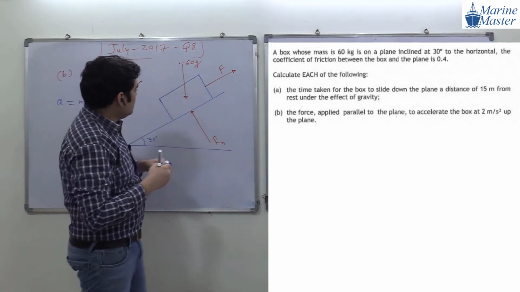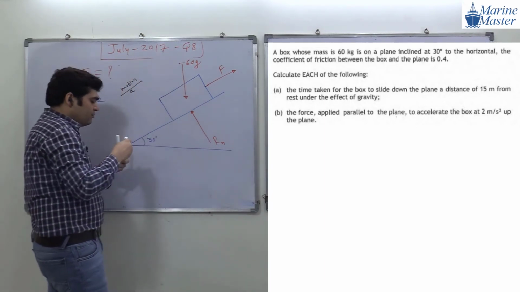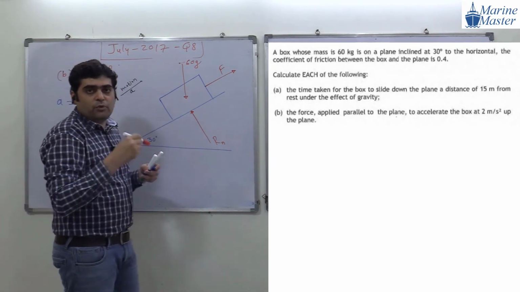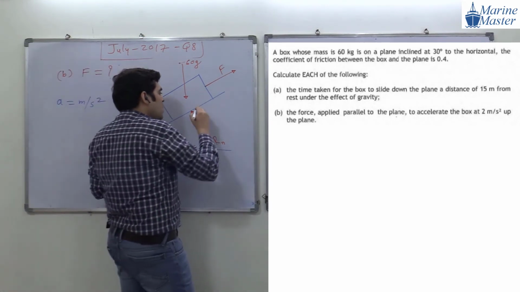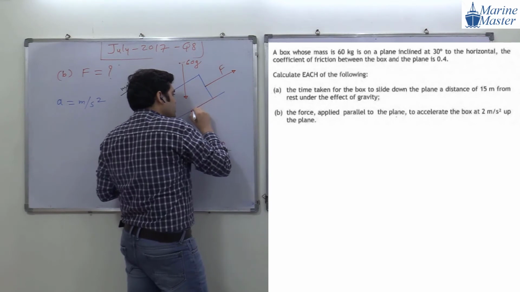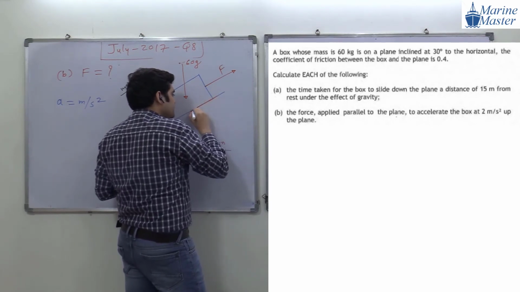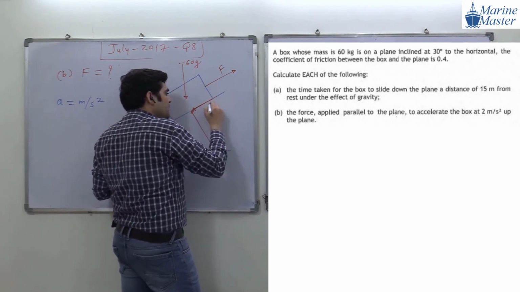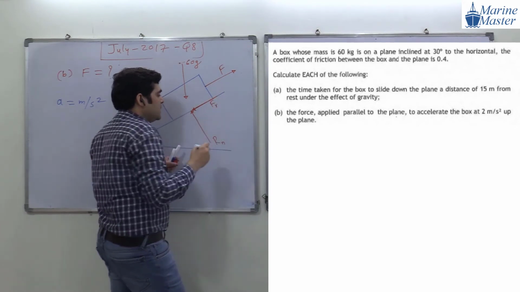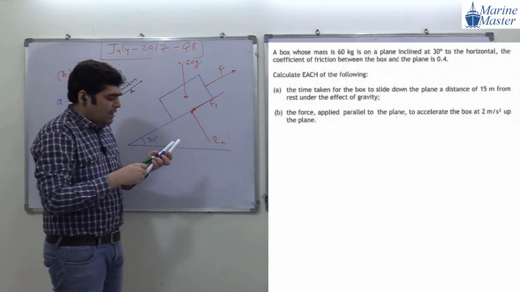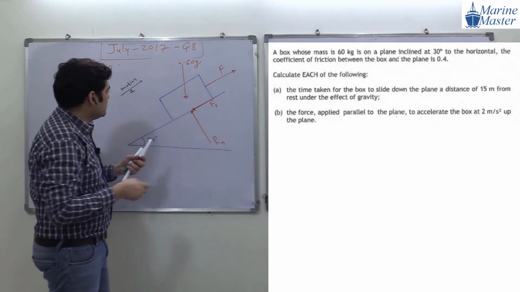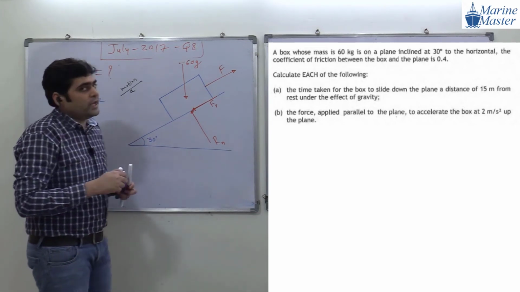Now motion is upward. Then what about the friction force? Friction force will be downward along the plane. So this is our Fr. Now this 60g will have how much component? 2 components. Before that we have to show x and y direction.